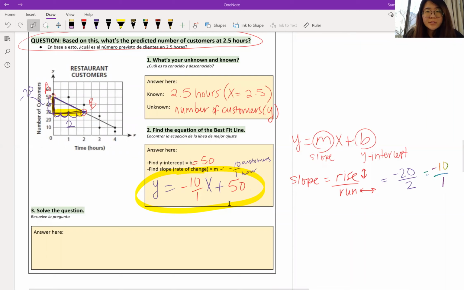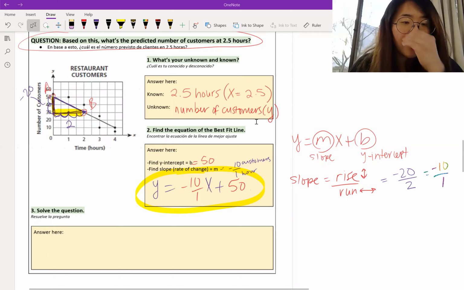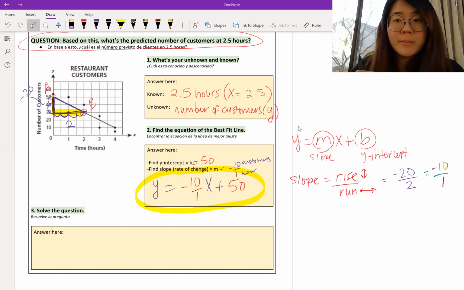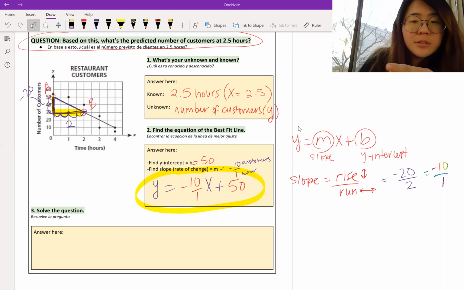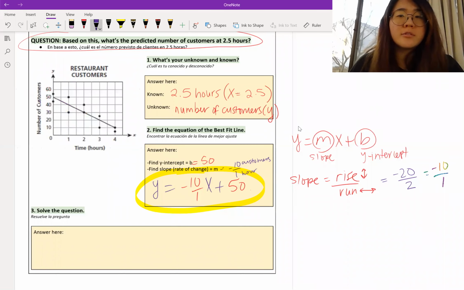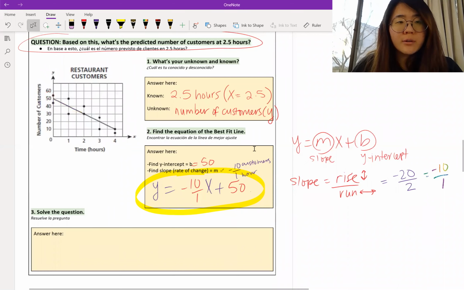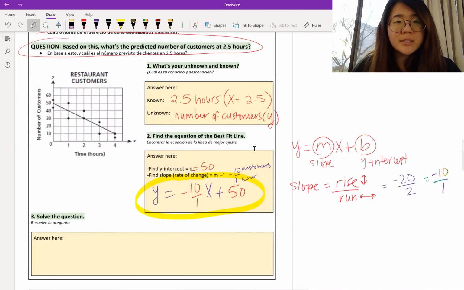Okay, so we are now in our final hurrah. We're trying to answer number 3. In my previous videos, I showed what a best fit line is and how to create an equation. And now it's just a matter of how we use this equation to figure out our answer. So if you can refresh your memory, our question is this: based on this, what's the predicted number of customers at 2.5 hours?